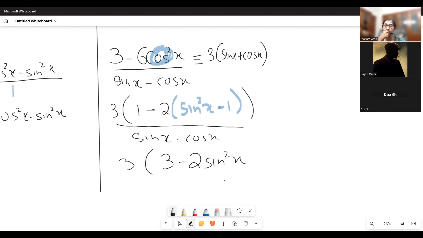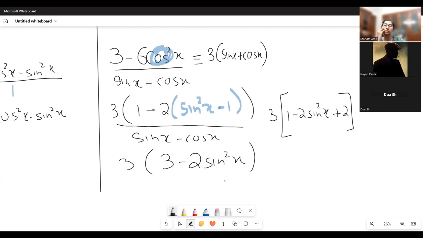Somehow cancel the denominator. Why is it 3 minus 2 sine square x? Isn't it 1? 1 minus 1 minus 2 minus 1 becomes 1 plus 2, that's why I wrote 3. Won't it be 3 outside and we have 1 minus 2 sin square x and then plus 2? So 3 out. Okay.